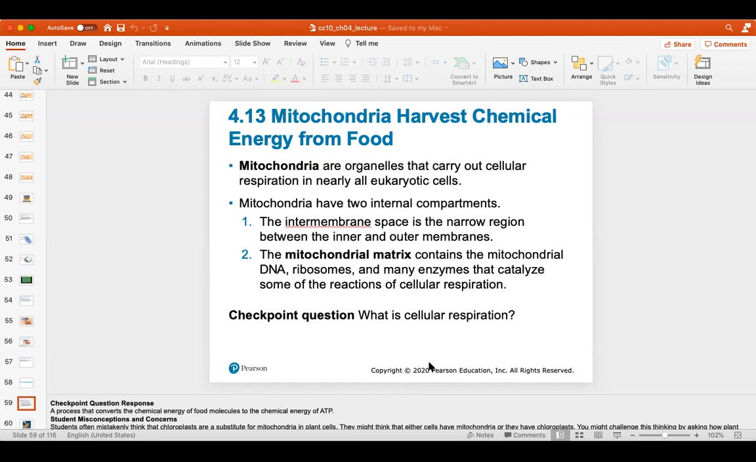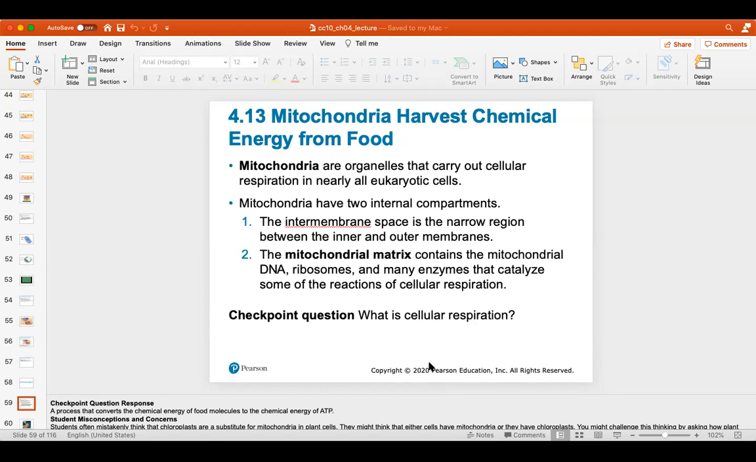Cellular respiration is the process by which your cells take in glucose, which is basically from anything that you eat, any sort of food material. Cellular respiration takes glucose and turns it into ATP, which is the body's currency for energy. And this cellular respiration, taking glucose and turning it into energy, occurs in the mitochondria.